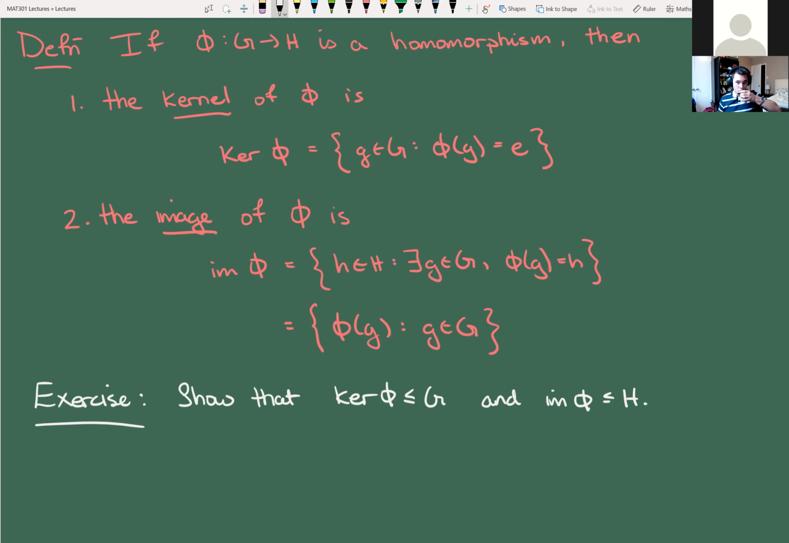Now, we know that being surjective has something to do with the image of phi, right? Namely, if the image of phi is everything, is all of H, then we know that our function is surjective. And because there's this injective-surjective duality, it would be nice if we could say something about a function being injective and its kernel, if there's some way that we can relate this.